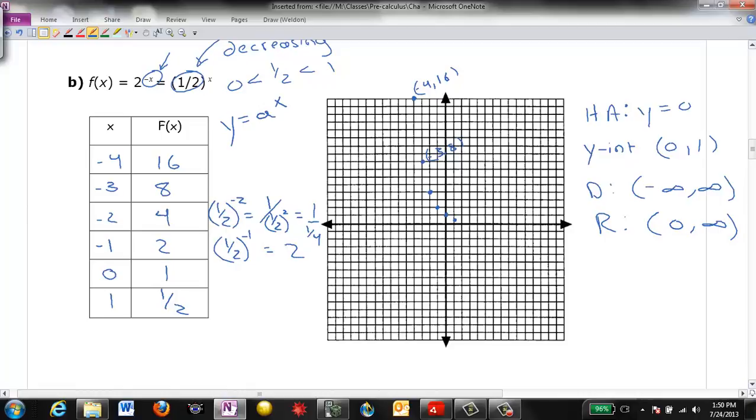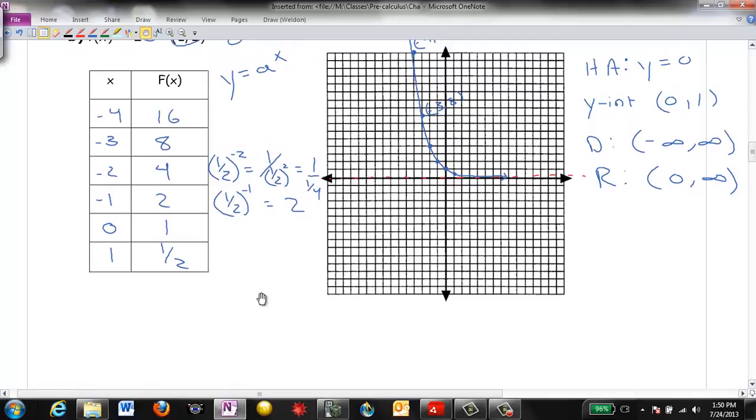And I'm going to draw in my asymptote, which is going to be at y equals 0. And then I'll draw my smooth curve through those points the best that I can. You might also be noticing that when we put that negative on the x, the difference between this graph and the graph that we saw in part A is that one is a reflection of the other, right? So this is a reflection on the y-axis, which leads us into our next topic, which is graphical transformations of exponential functions.